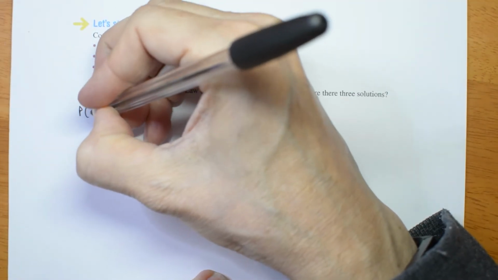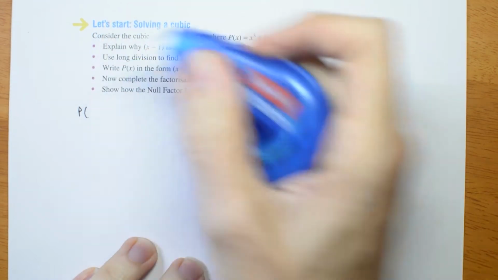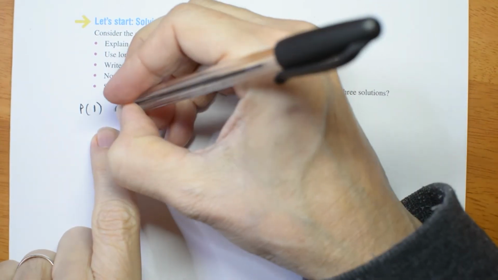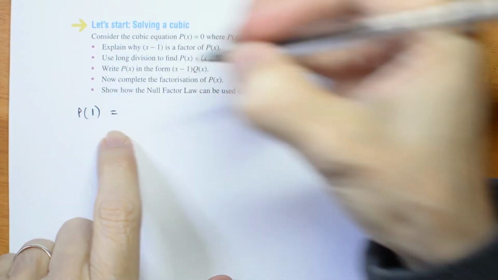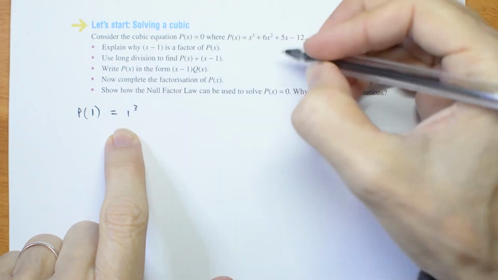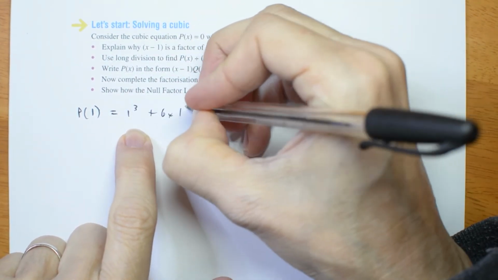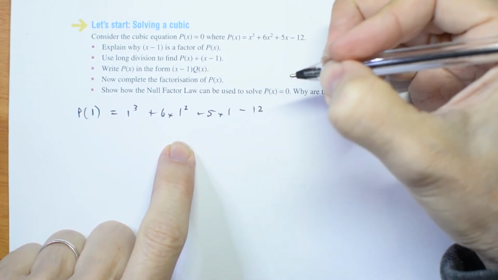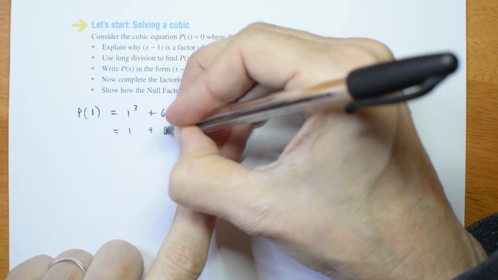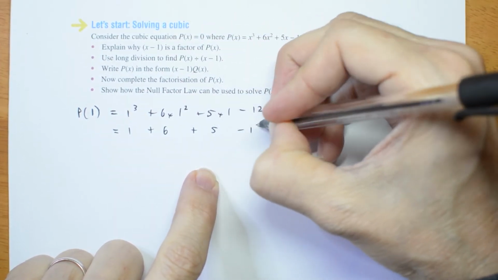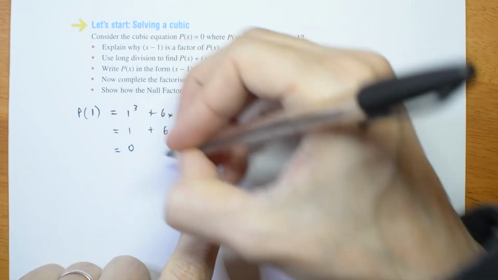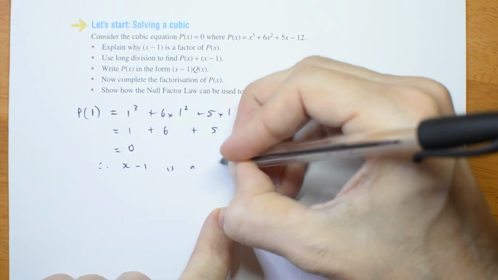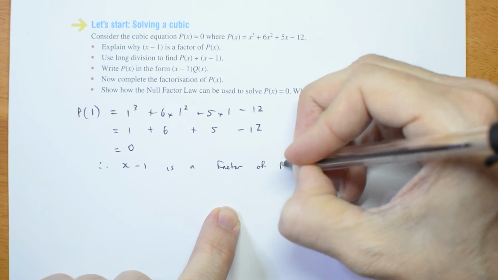P of 1. Let's evaluate the correct number, so what I wrote the first time is 1 cubed plus 6 times 1 squared plus 5 times 1 minus 12. Well, that's 1 plus 6 plus 5, take 12, which is 0. And therefore, x minus 1 is a factor of p of x.